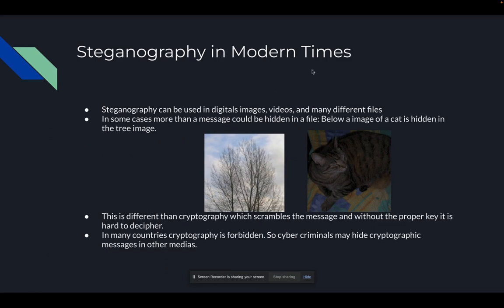So, what is steganography in modern times? This could be used with digital images, videos, many different types of files. In some cases, not only a message could be hidden in the file, but also an image. As you can see in this example, we have this tree, which is considered the cover photo, and then we have our hidden message here, and this is embedded inside this image here. As you can tell, there's no way of really knowing that with the naked eye.